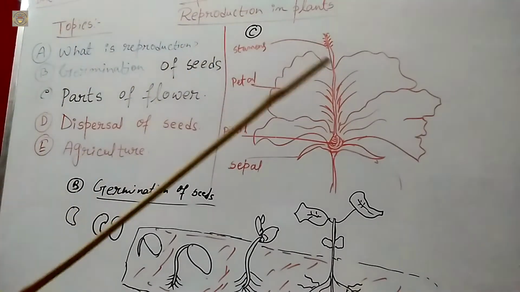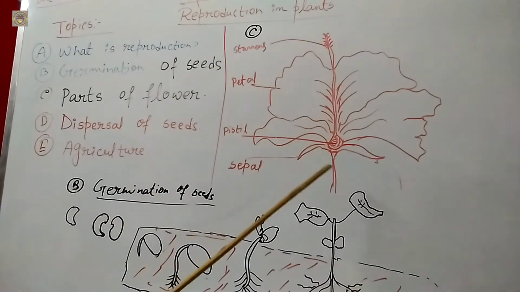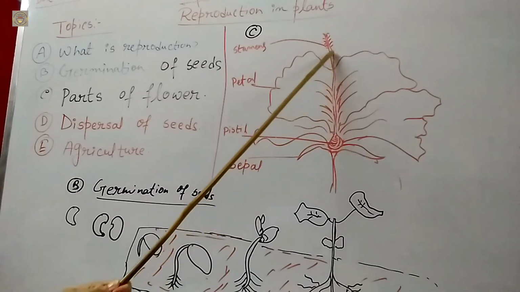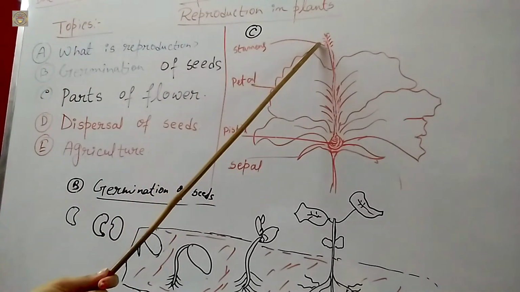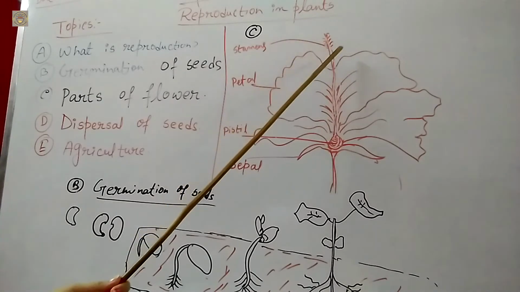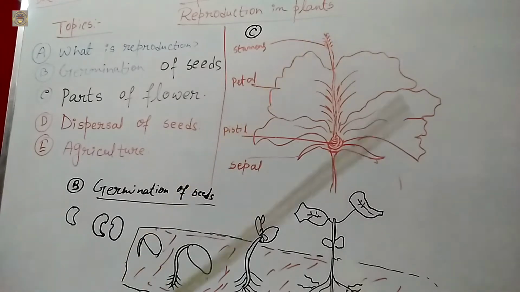What is a stamen? Stamens are long stalks around the center of the flower. This part is called the stamen. These are the male parts of the flower. On the tip of the stalks are very small powdery things. These are called pollen grains. And the stamen is the male part of the flower.